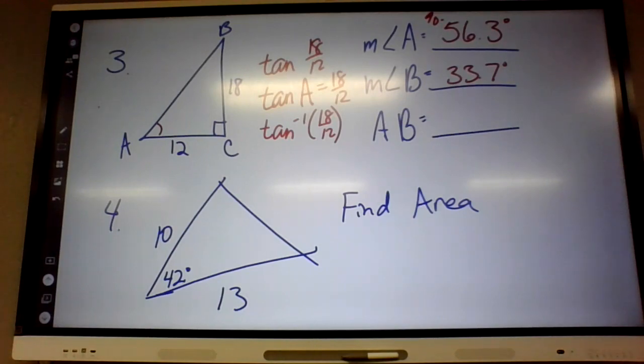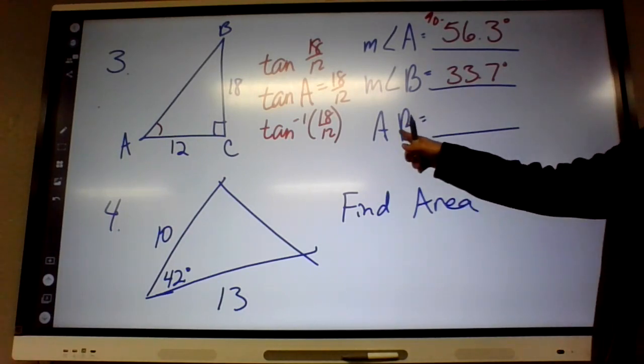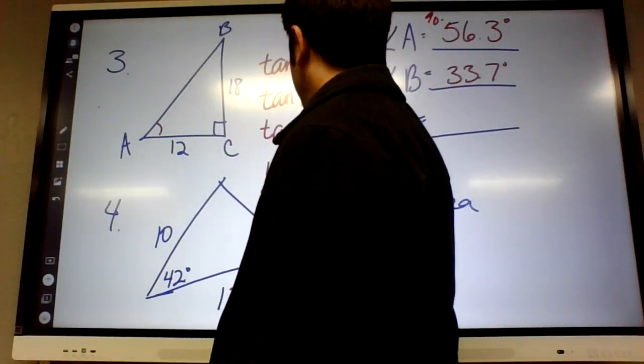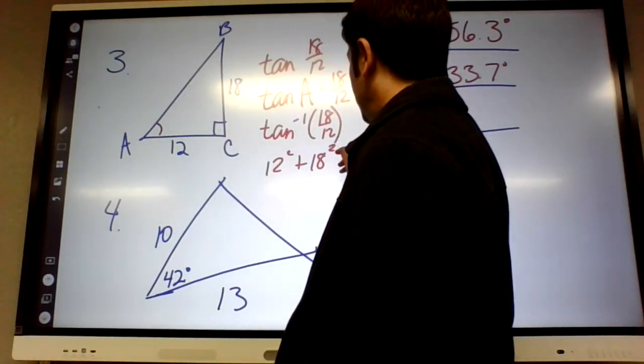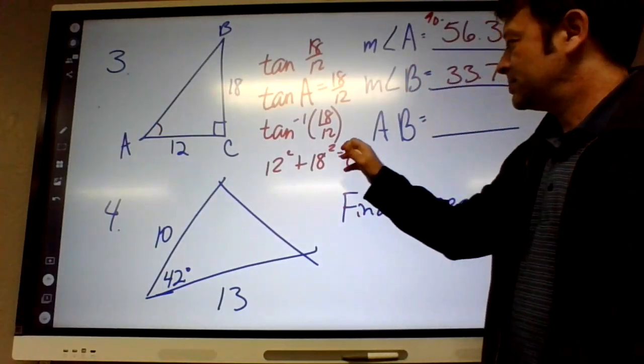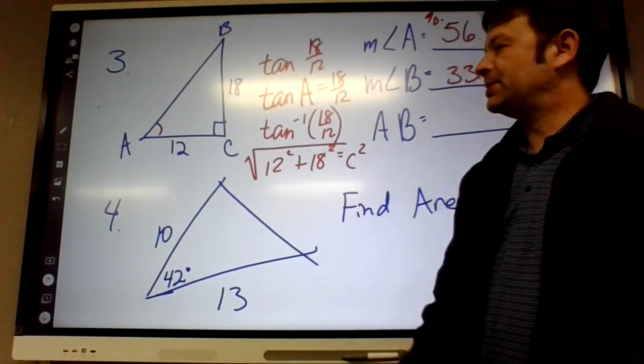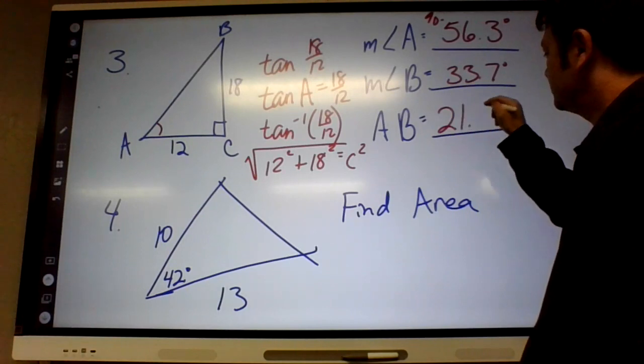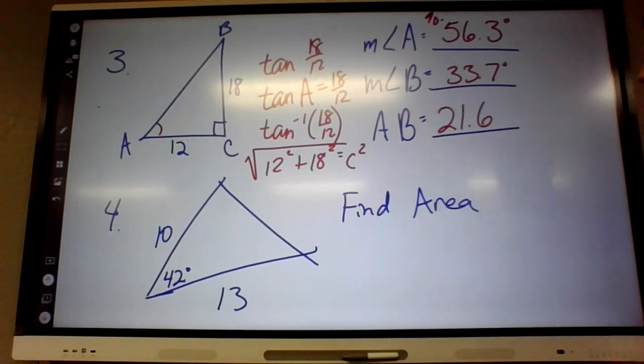How can we find the length of AB? Pythagorean theorem. Since we know those two sides, 12 squared plus 18 squared equals c squared. So then we would have to do the square root. Since the directions are round to the tenth place, we don't want a square root answer. We want a decimal answer. 21.6.